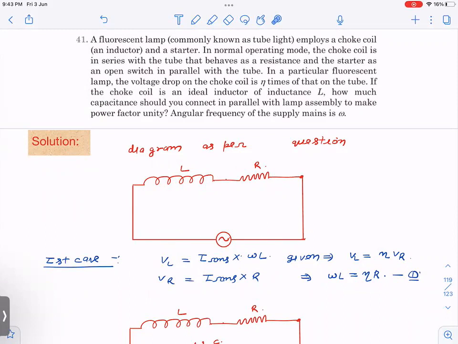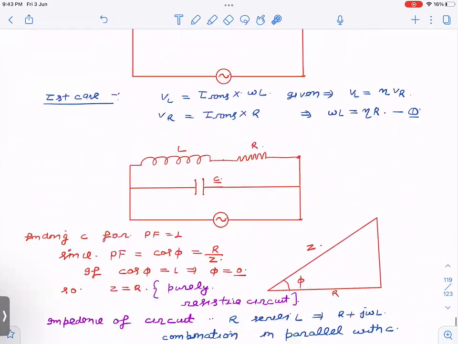Fine. Now, after that, we have to find out how much capacitance we should connect such that the power factor becomes unity. So first of all, let us see what power factor is and what unity power factor means. Suppose there's a circuit, Z is the net impedance and R is the resistance. Then cos phi is called the power factor, which is equal to R by Z. Unity power factor means it is a purely resistive circuit. So unity power factor means cos phi is equal to 1, which implies phi equal to 0. Phi 0 in this diagram means Z is equal to R, right? So a purely resistive circuit.